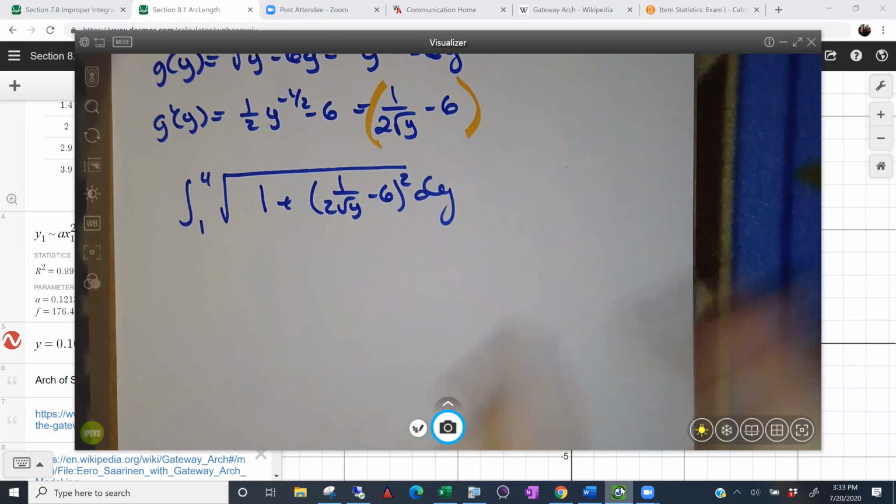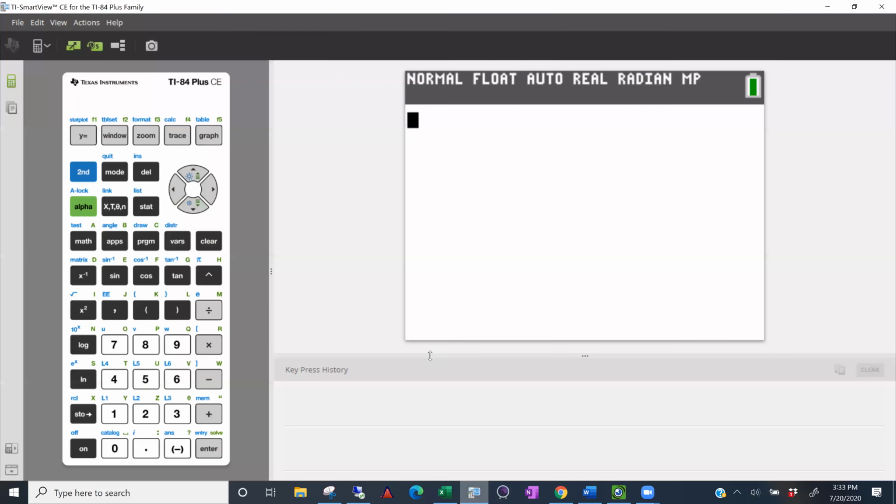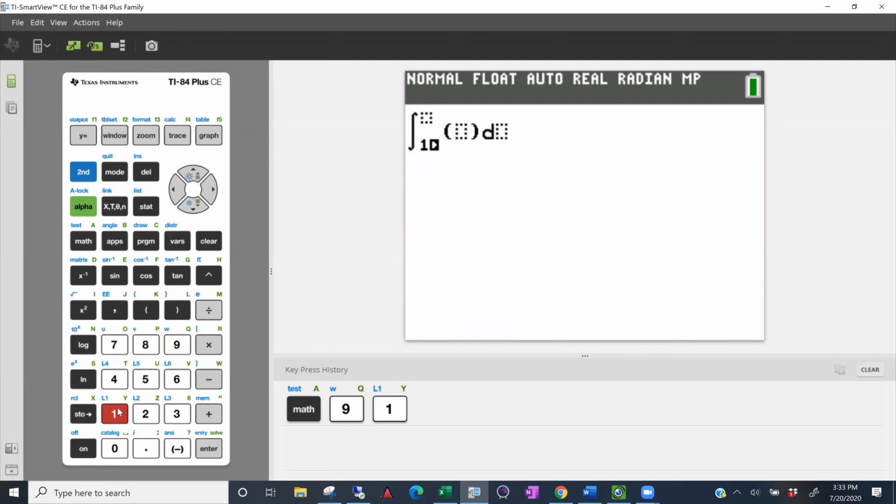Let me go to my little app here and do it here. First thing I want to do is hit Math 9 because I want to integrate from 1, up arrow, to 4. Now you can type this all in with y's, but to get to the y, you'd have to hit the second button and then the number 1. That just feels like a lot of work.